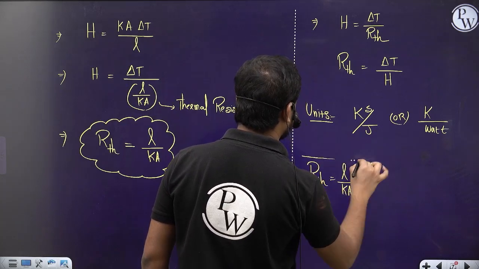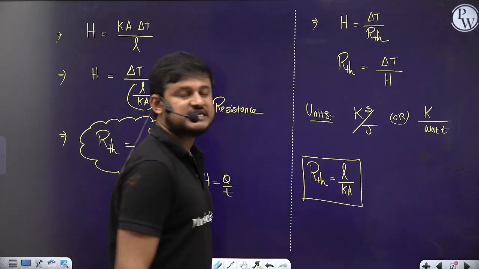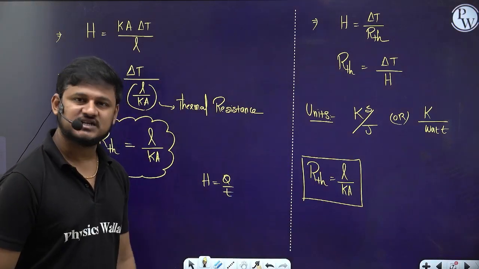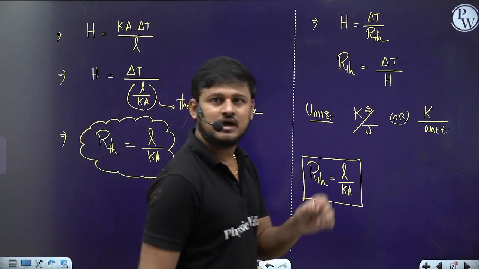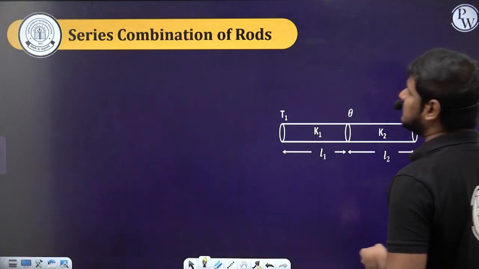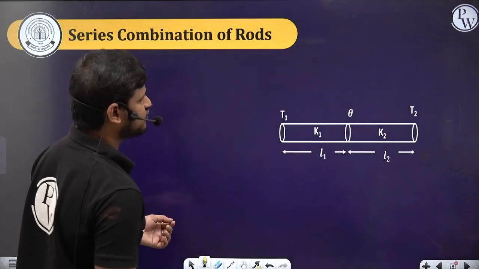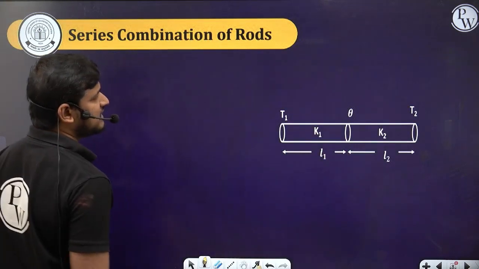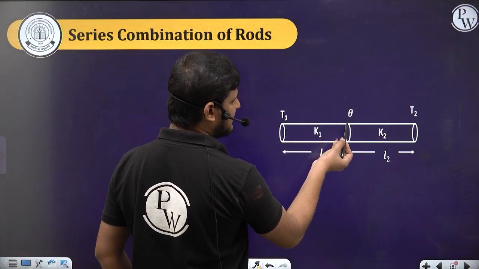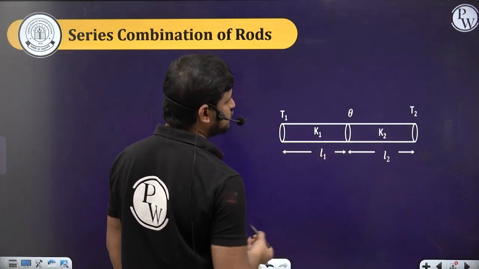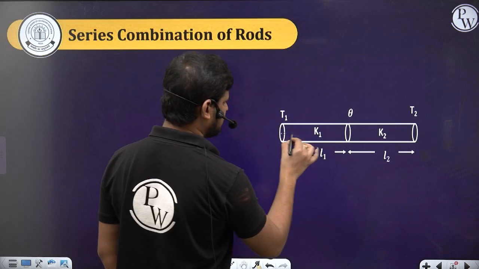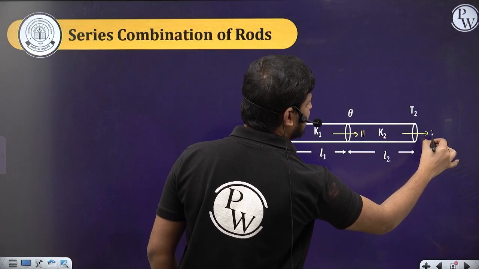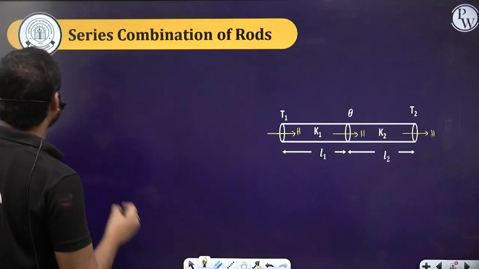Remember this. Now, if the conductors are arranged in series combination and parallel combination, what will be the equivalent thermal resistance? Let's see the series combination of the rods. We have two rods of lengths L1 and L2, with temperatures T1 here, theta in the middle, and T2 here. The same heat current H flows through both.